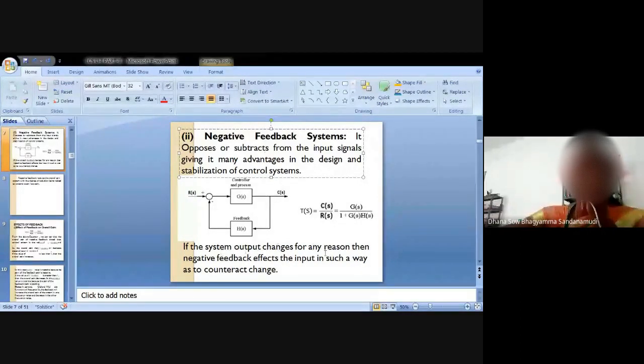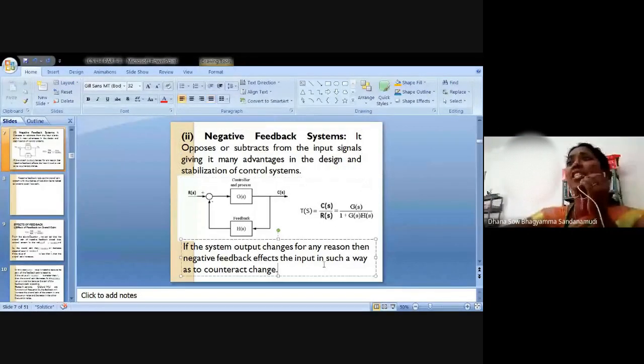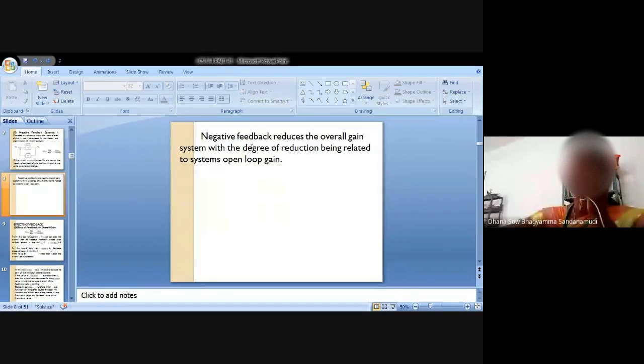If the system output changes for any reason, the negative feedback is put in such a way that we counteract the change in the system. So when negative feedback is given, not input, negative feedback is given to the system, what is happening? The overall input given to the controller will be reduced, so you will get a controlled output. So the negative feedback reduces the overall gain of the system.